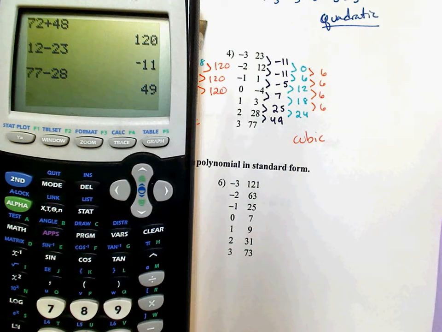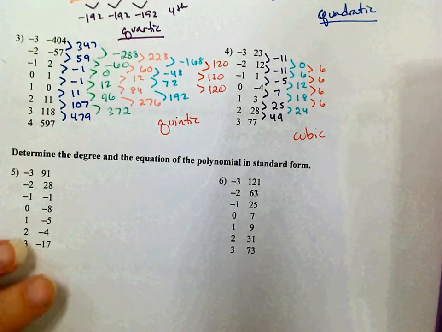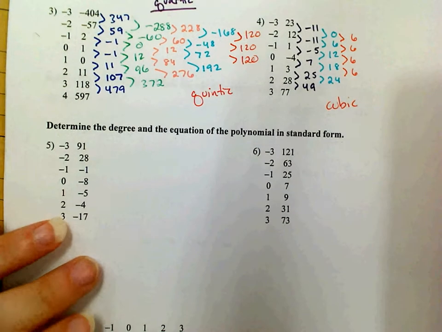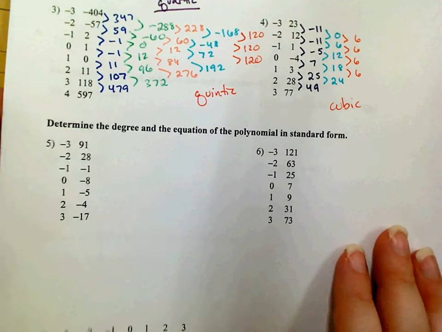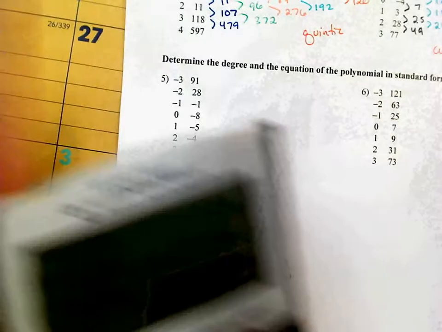Okay, now I need to determine the degree and the equation. So I'm going to do the same thing, but this time I have to take it a step further and find the equation. So once I know what the degree is, I go from there. Okay, so number 5.